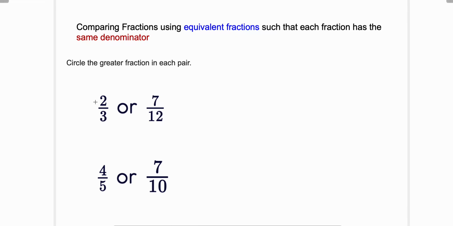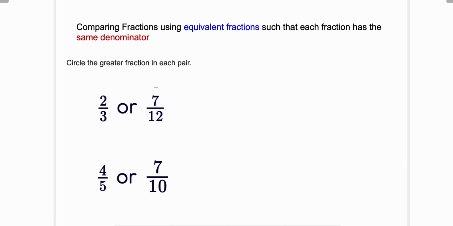So I see that this is a piece of a whole, and the whole is made up of thirds. So this whole was cut up into thirds, and 2 of them were selected. 2 out of 3. And this one is a whole that was cut up into 12 pieces, and 7 of them were selected. So imagine that this is a chocolate bar that was cut up into 3 pieces, and you ate only 2 of them. And this is a chocolate bar that was cut up into 12 smaller pieces, but you ate 7 of them.